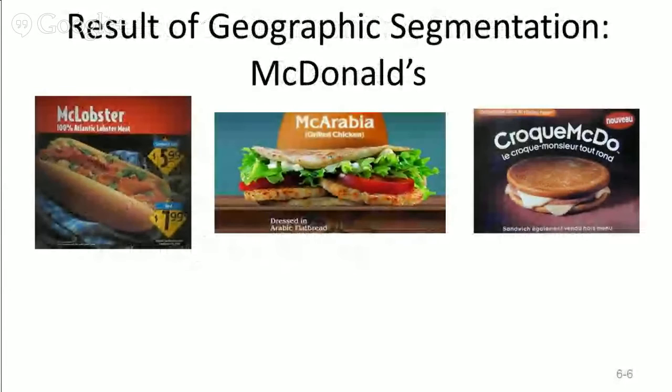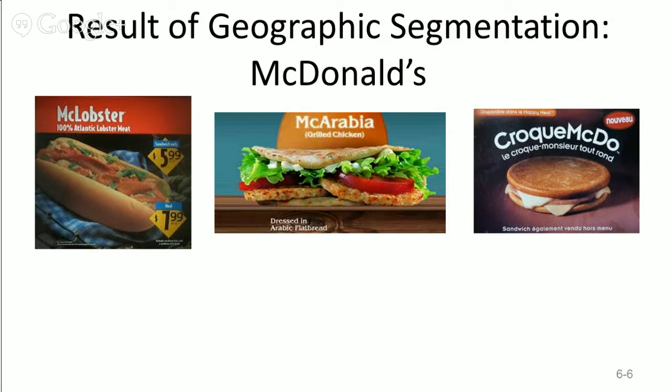Okay. Here's some pictures of products that are targeted to particular segments based on preferences, and this is based on geography. So you've got the McLobster that's sold in the Northeast. You wouldn't sell that here because people would think it was weird, but it's very popular there. If you've ever been to the Northeast and had a lobster roll, you know how good they are. And those of you that haven't been up there, if you ever get there, I highly recommend them.